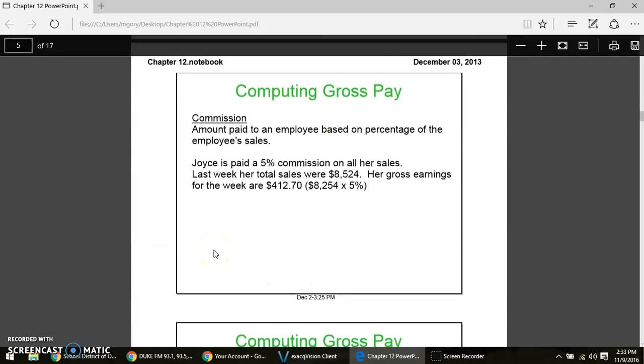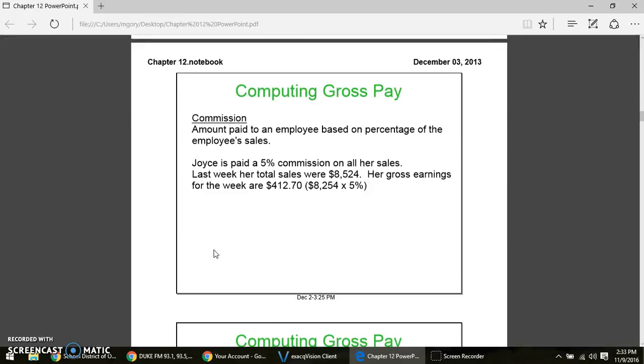So if we compute gross pay, we take it a little bit further. Now we take into consideration a commission. A commission is the amount paid to an employee based on a percentage of an employee's sales. So Joyce is paid a 5% commission on all of her sales. Last week, she generated $8,524 in sales. Her gross earnings for the week then is going to be $412.70. And the calculation to get that is $8,254, the sales that she generated last week, times her commission percentage of 5%.